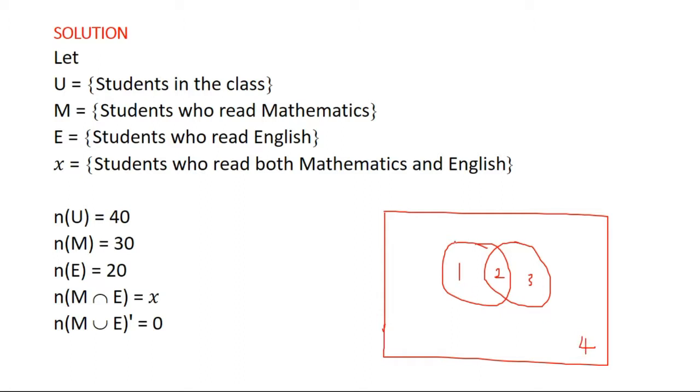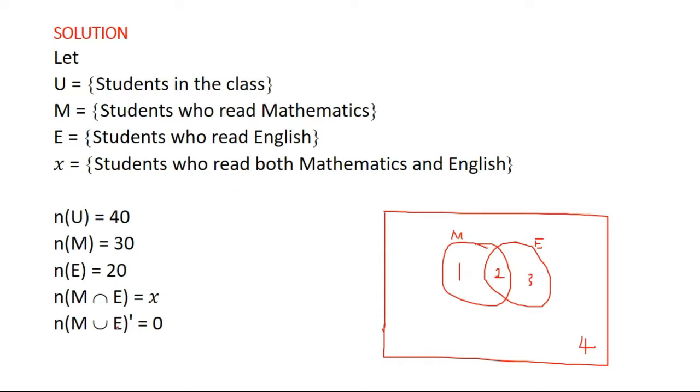In our case, we are going to name the first circle as M and the second circle as E. So region 1 will stand for those who study mathematics only. Region 2 will stand for those who study mathematics and English, and region 3 will stand for those who study English only. Region 4 will be for the complement of mathematics union English. Those who study mathematics and English, that is what we are looking for, so we represented that by a variable S. Then the complement of mathematics union English will be given as 0.